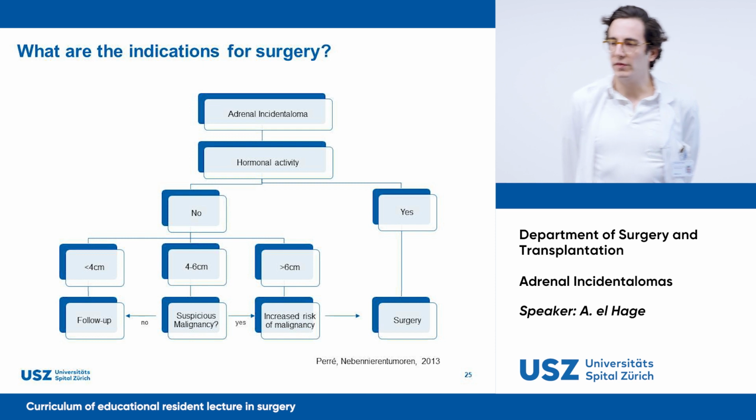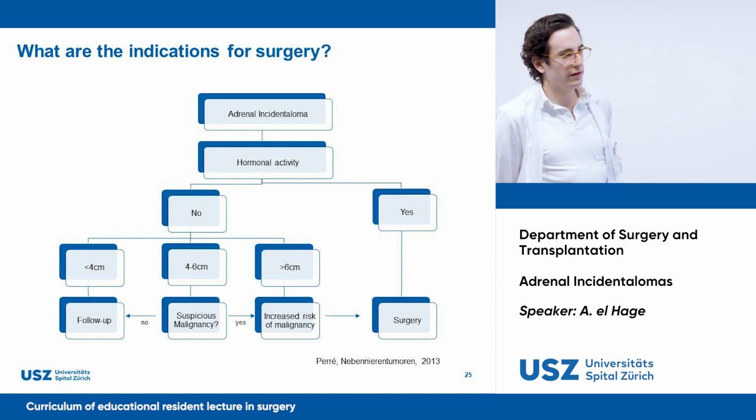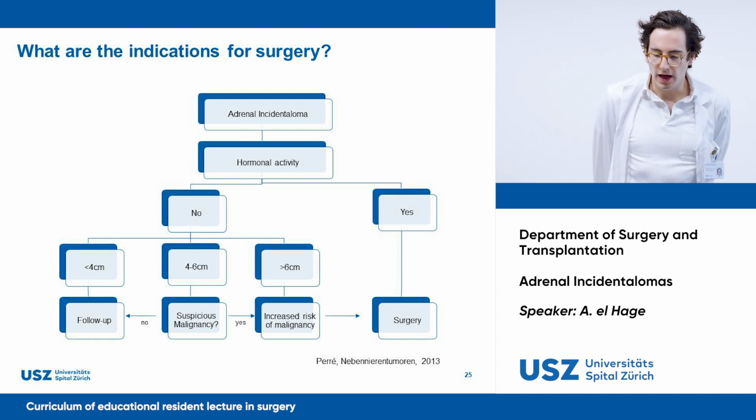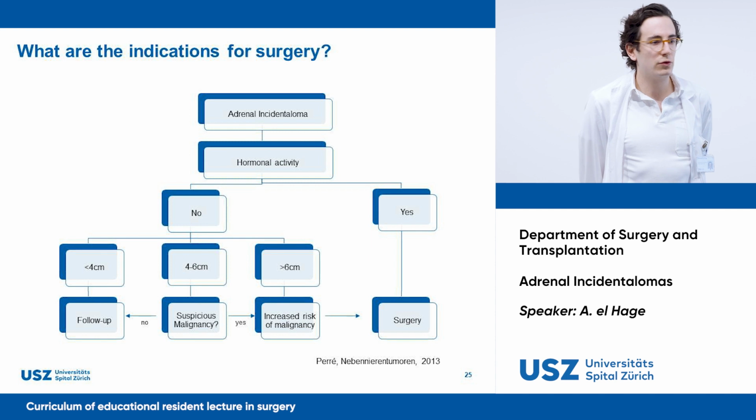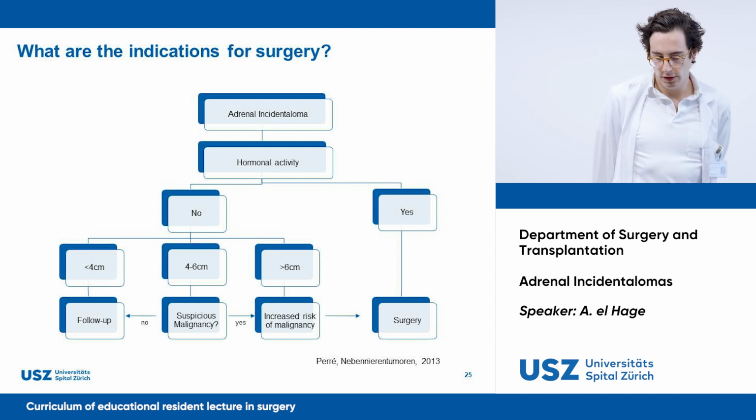Here's a quick recap of the algorithm. You want to know, is there hormone activity, yes or no? You want to look at the size and know if it's malignant or not. If these two questions or one of those questions is answered by yes, you will go for surgery.